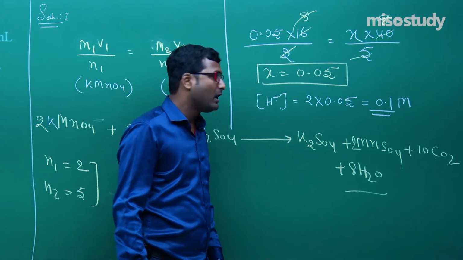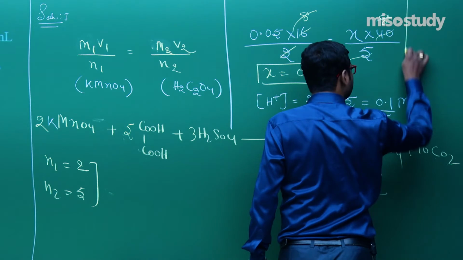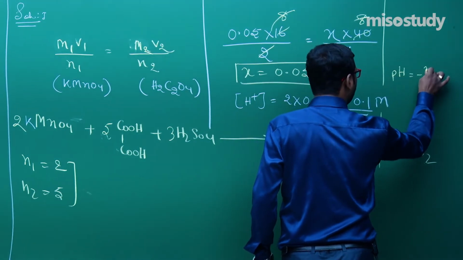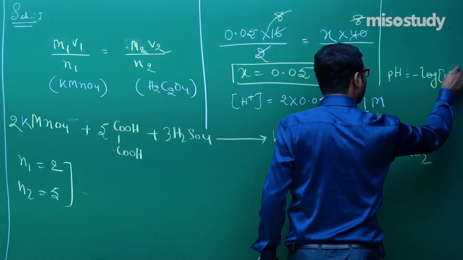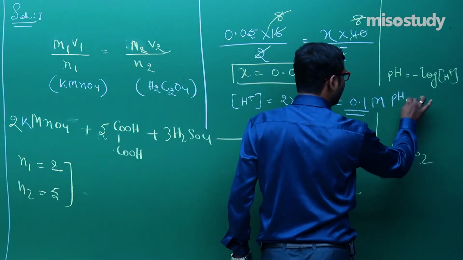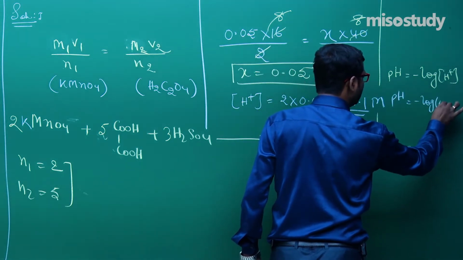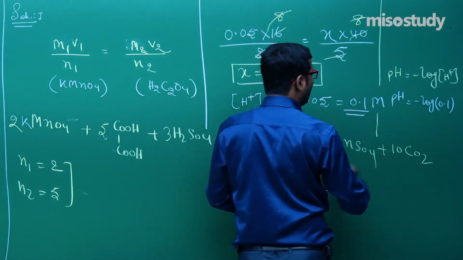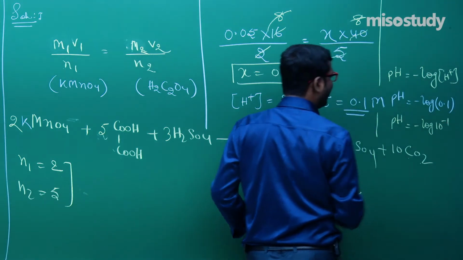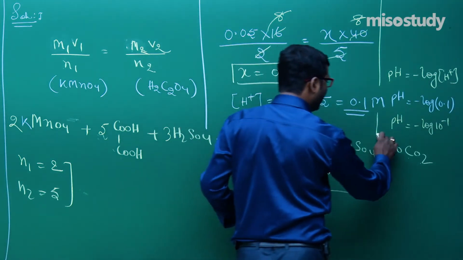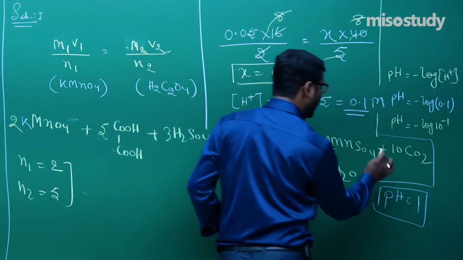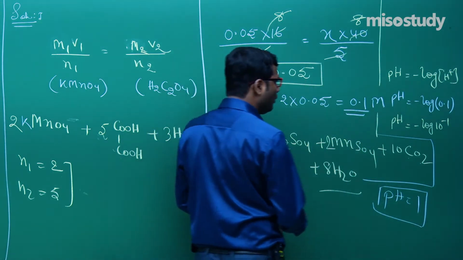Now, as we know, pH is equal to minus log of H plus ion concentration. Now put the value: pH is equal to minus log 0.1. Minus log 0.1 can be written as minus log 10 to the power minus 1. Clear? What will happen finally? Finally we get pH is equal to 1.